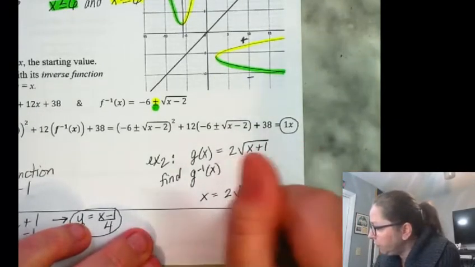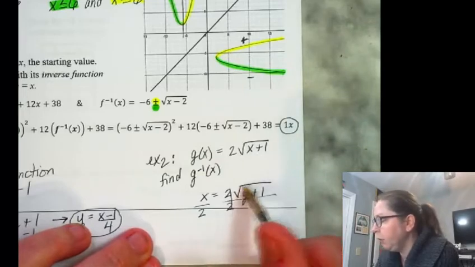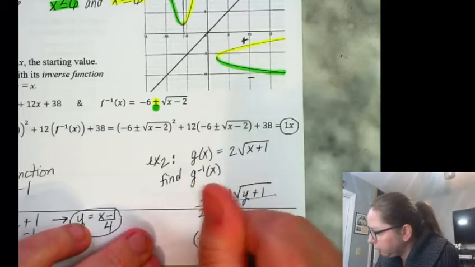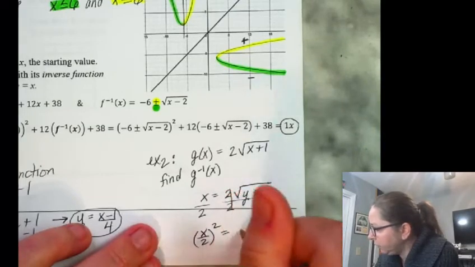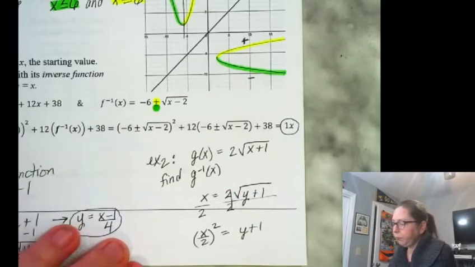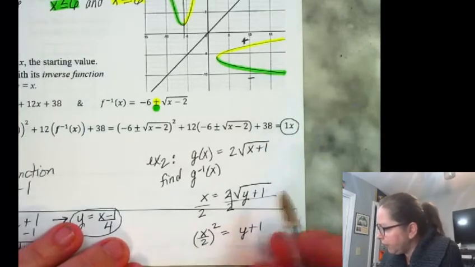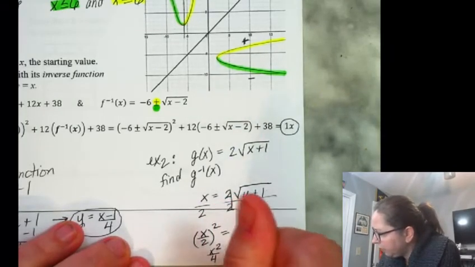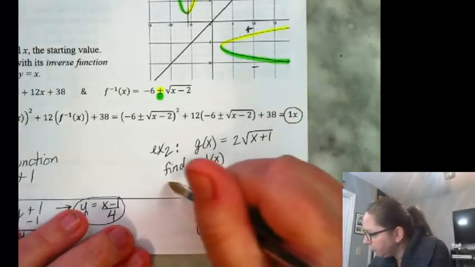Let's divide both sides by 2 to get the radicand by itself. Now to get rid of this square root, I'm going to need to square both sides. So x over 2 squared now equals y plus 1. And now I'm going to subtract 1. Let me simplify this too. x squared over 4 minus 1 equals y, and this is our inverse function.